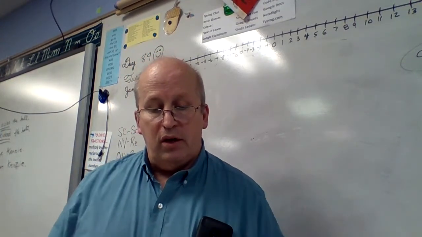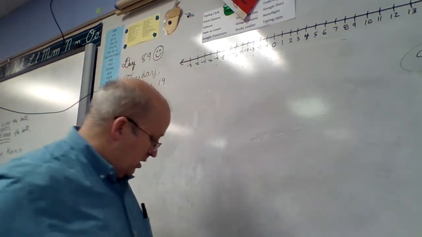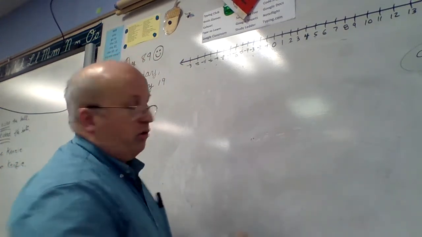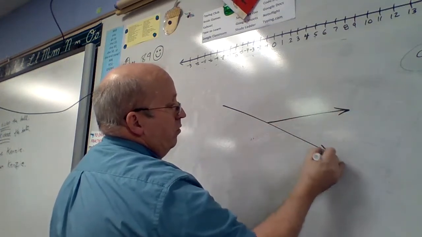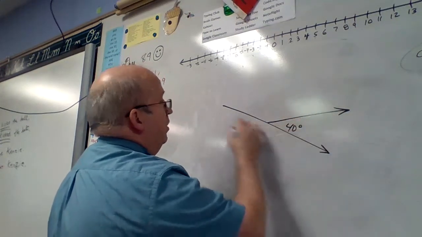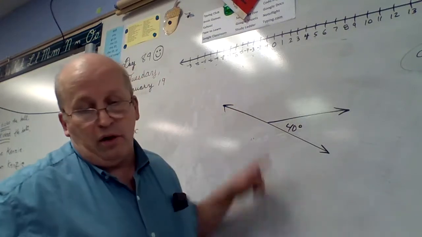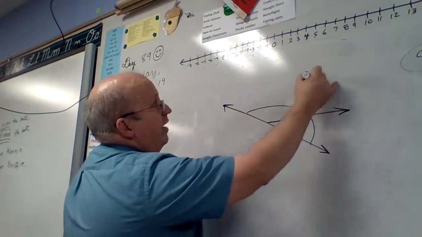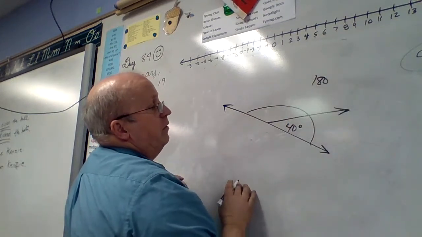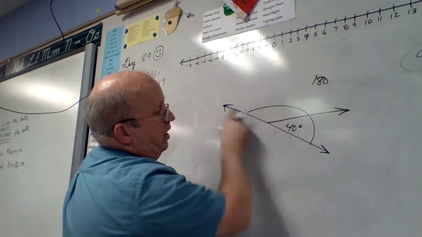Number 3, find the value of x in each figure below. Well, if I had a figure that looks like that, and I was told that this angle right down here is 40 degrees, how could I figure out this angle? Well, together the two angles have to equal 180. They have to, because this is a straight line.